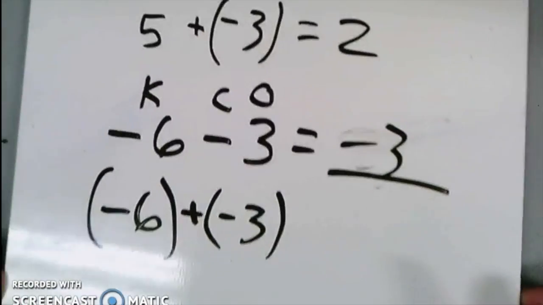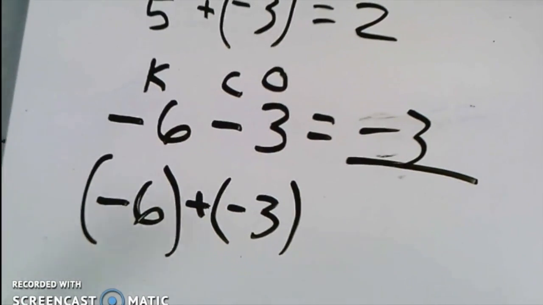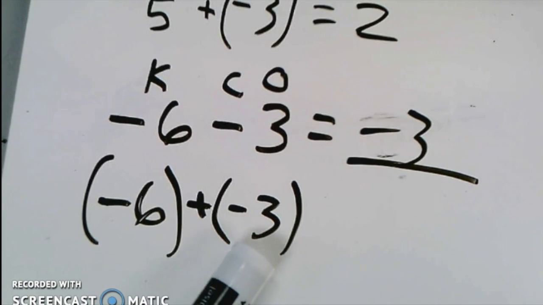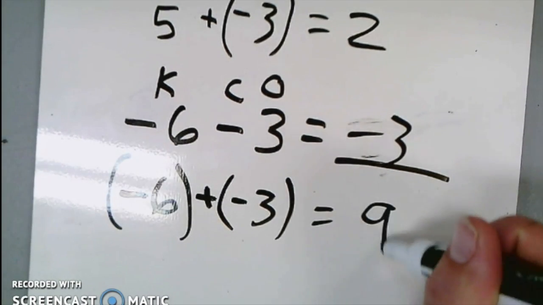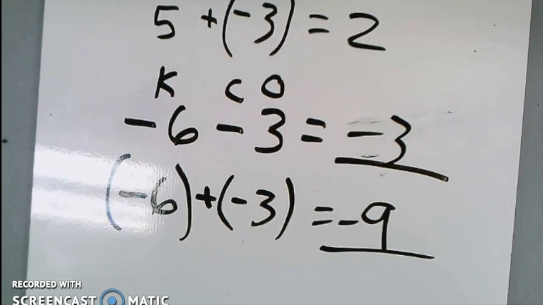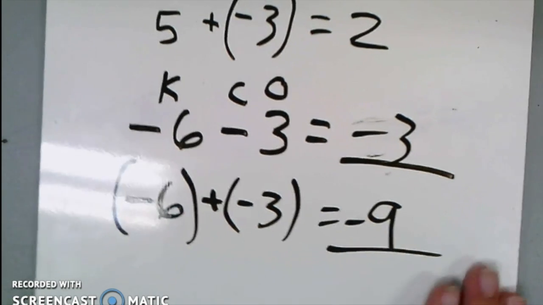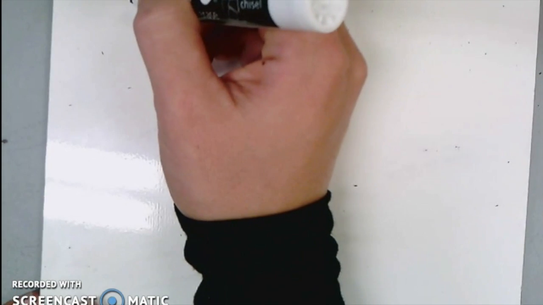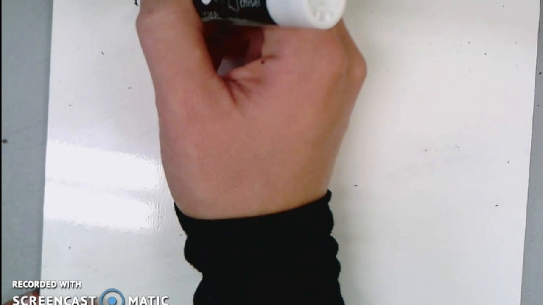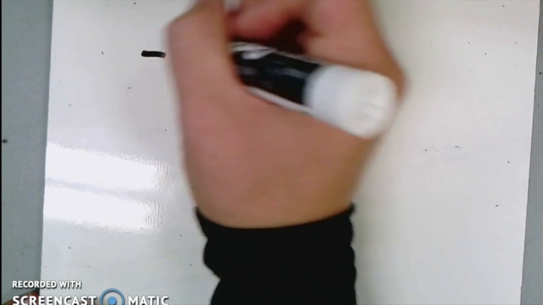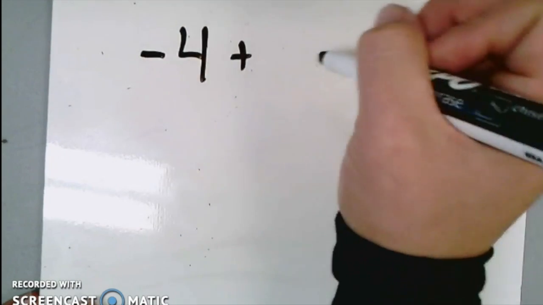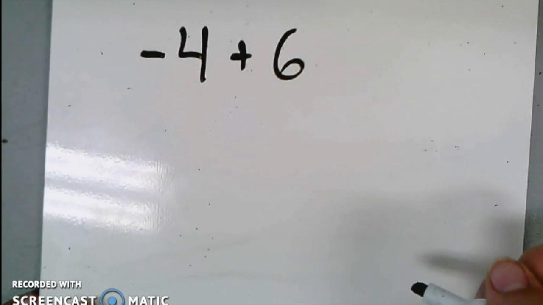So in this case, they have the same sign. It would be like 6 red chips plus 3 red chips, and that's a total of 9 red chips, which means they're going to keep their sign of negative. Okay, let's look at a different one. How about negative 4 plus 6.